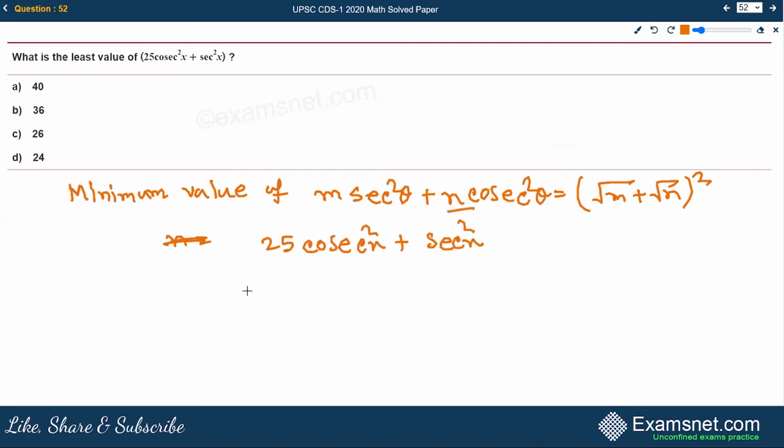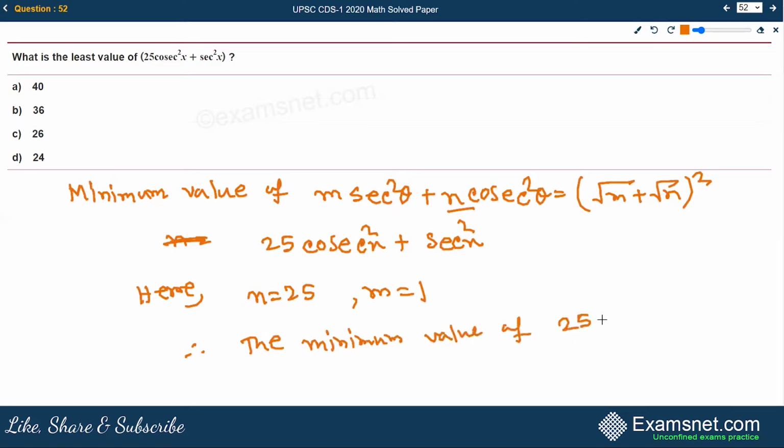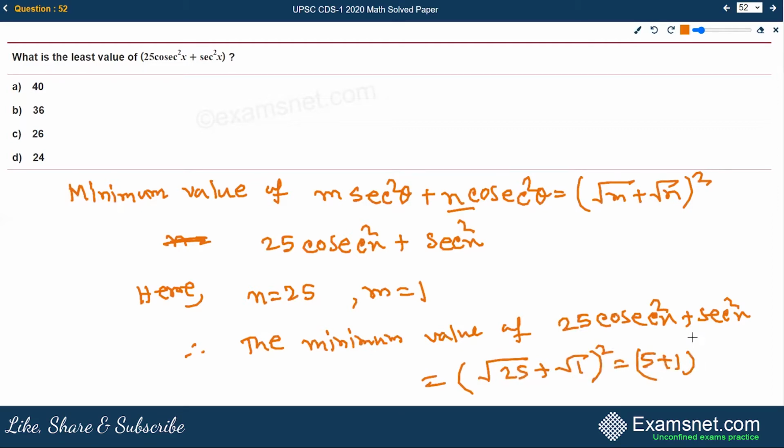So here n is 25 and m is 1. Therefore, the minimum value of 25 cosec square x plus sec square x is root 25 plus root 1, whole square. So 5 plus 1, whole square, will result in 36. 6 whole square is 36. So here option B is the correct answer, 36.